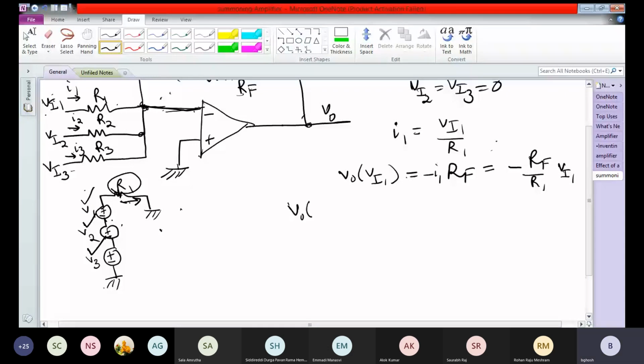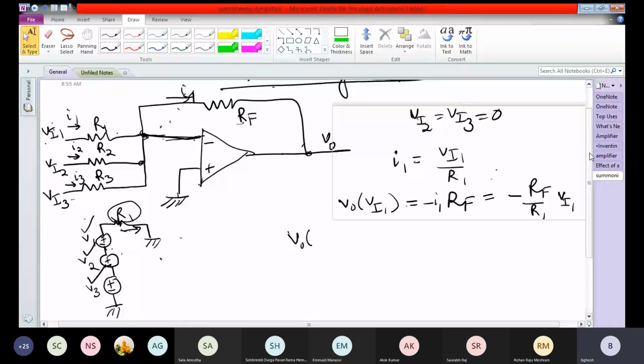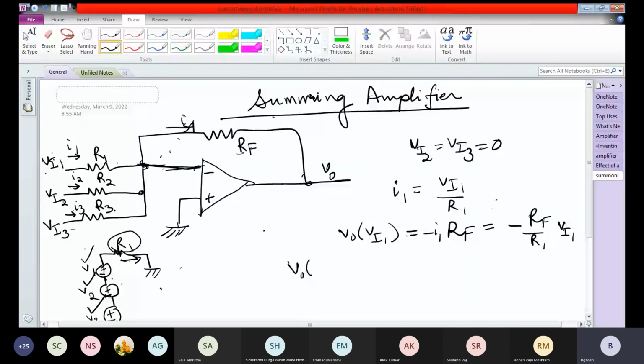Okay, so therefore, if I want to find out the total current through RF, I can find out the current through RF first assuming Vi1 is working with Vi2, Vi3 0. Then I will add that current with the situation where Vi2 only is working with Vi1, Vi3 equal to 0. And then add the current with Vi3 only working with Vi1 and Vi2 equal to 0.